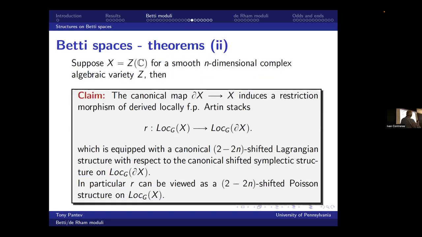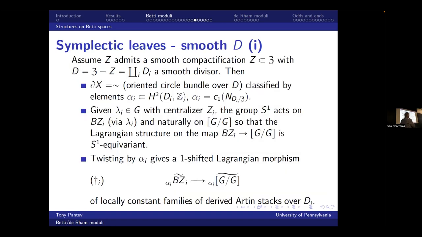Okay, but so if you have a smooth algebraic variety, then the claim is that this restriction map to the homotopy type boundary, to this topological manifold, is a well-defined map of derived Artin stacks of locally finite presentation. It is equipped with a 2 minus 2n shifted Lagrangian structure. Once you set up the orientations, it all just follows from Calaque's theorem. In particular, it can be viewed as a 2 minus 2n shifted Poisson structure on the stack of local systems on X. Now, how do we separate symplectic leaves?